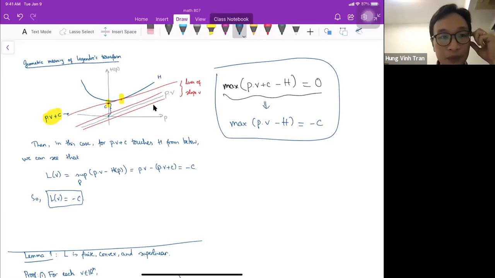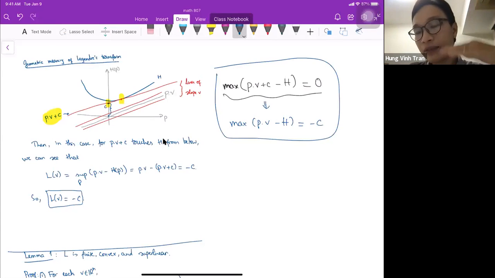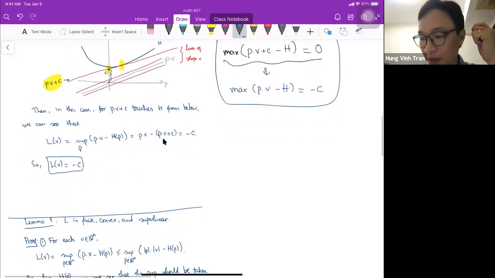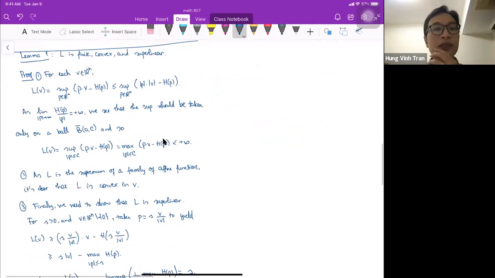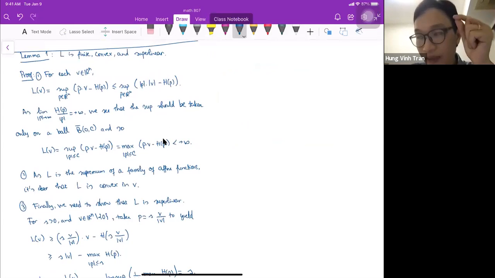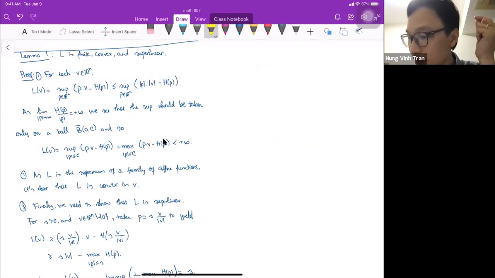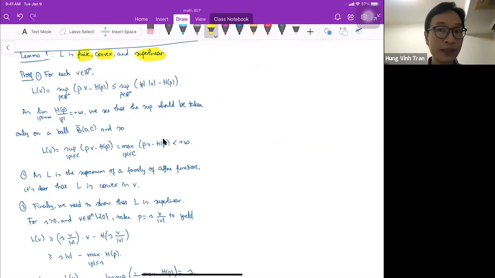Okay. So that's a very cool way to think about the Legendre transform in terms of its geometric meaning. We'll get to some of this later as well. This is the first lemma, based on the assumption that the Hamiltonian is convex and superlinear. Then we have that L is finite, convex, and also superlinear. We're going to do more properties later on, but for today we're just going to do this lemma.